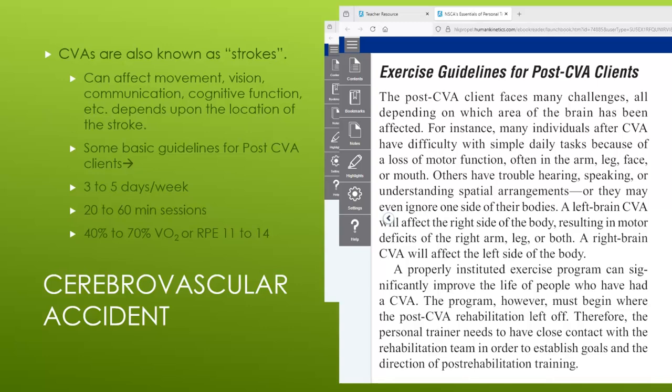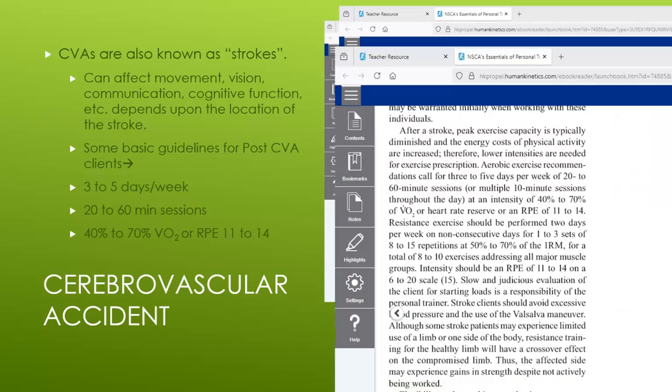So the point you have here is you have to be able to first recognize these signs and symptoms if you're working with somebody who happens to have a stroke at the time you're working with them. But when you get into actually working with people, there are benefits to be gained by working out. They recommend the workout should be 3 to 5 days per week, 40 to 70% of VO2, 11 to 14 on that scale as opposed to the 0 to 10.